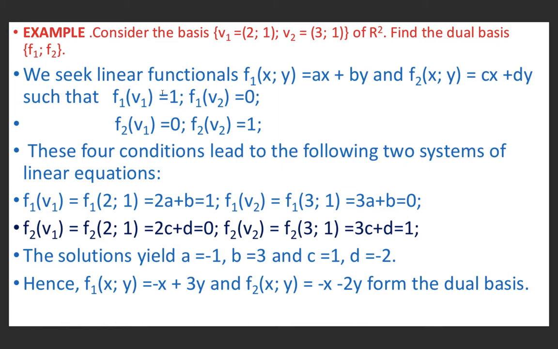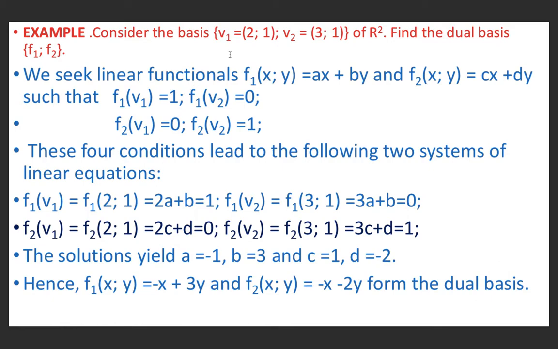It means we seek linear functionals f1(x,y) equal to ax plus by and f2(x,y) equal to cx plus dy, so that f1(v1) equal to 1, f1(v2) equal to 0, f2(v1) equal to 0, f2(v2) equal to 1. This is by definition of dual basis. When suffixes of f and v are equal, then it is 1. When these are different, then this is 0. These four conditions lead to the following two systems of linear equations.